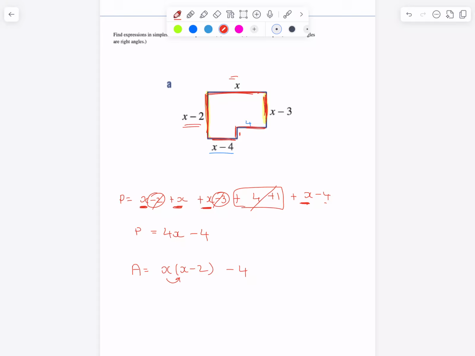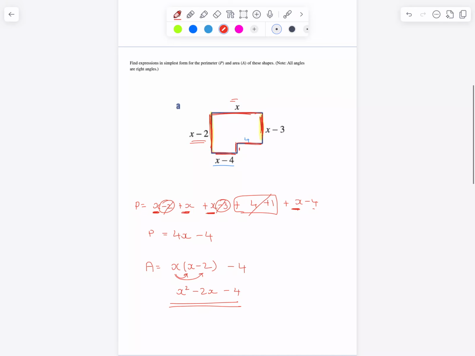And then we can multiply this out. So x multiplied by x is x squared, x multiplied by negative 2 is negative 2x, and then we've got this minus 4. And that is my area expression.